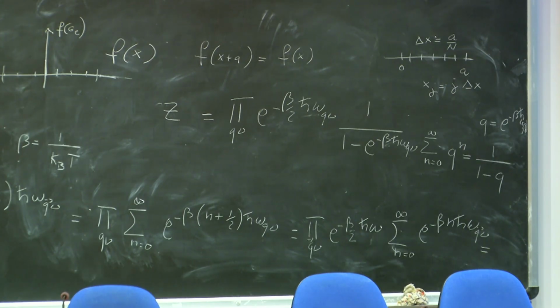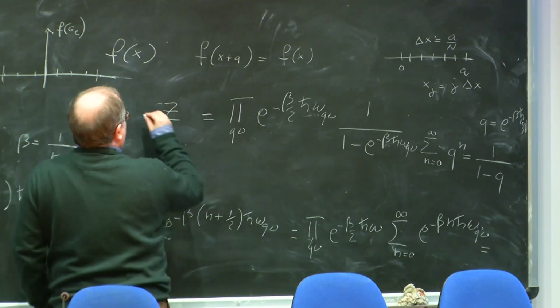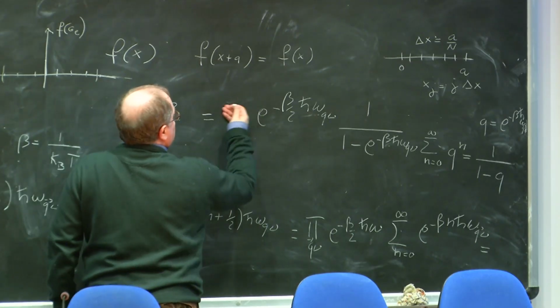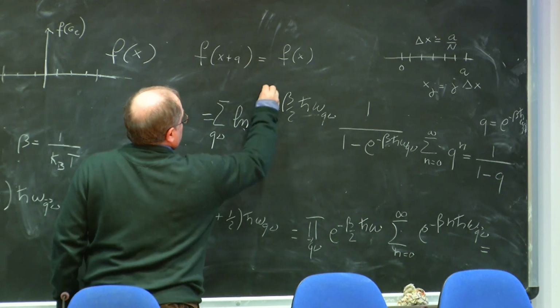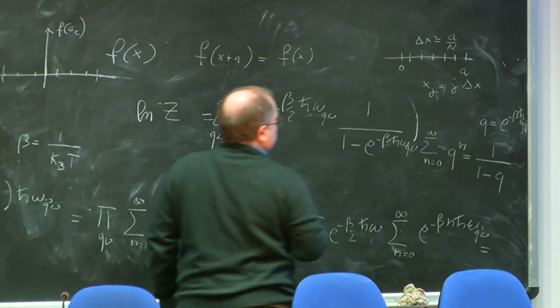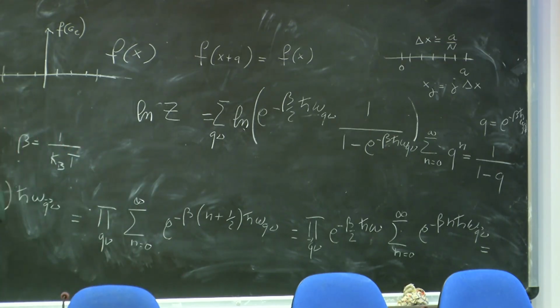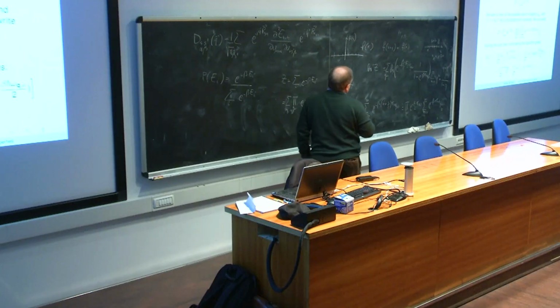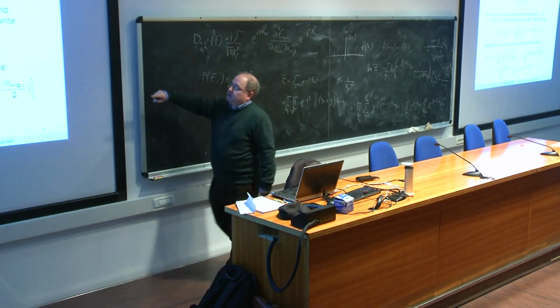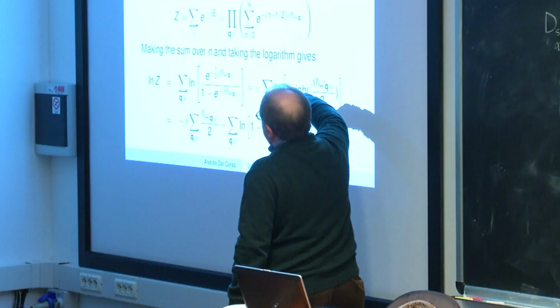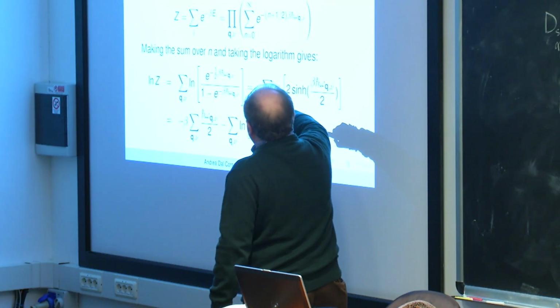So it is convenient now to calculate the logarithm of this Z, so that this product becomes a sum of the logarithm of this. And now you have several expressions that you find in the papers. They are all equivalent, basically.